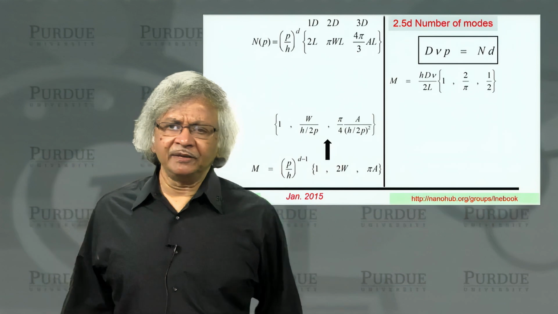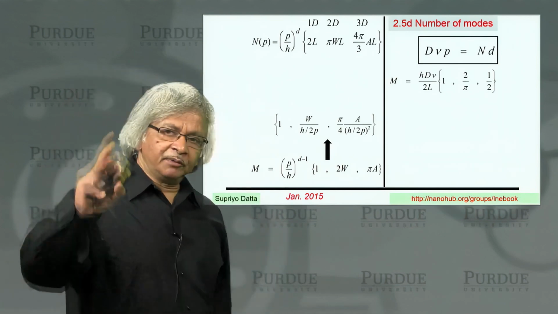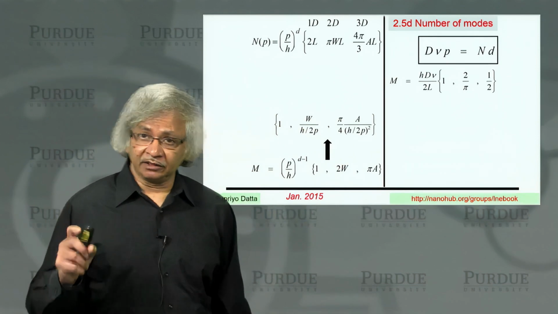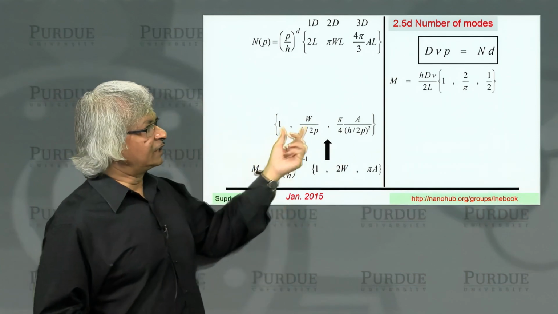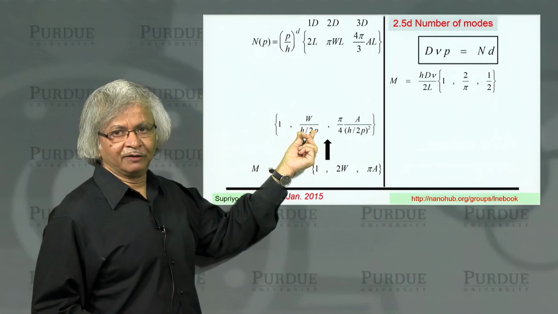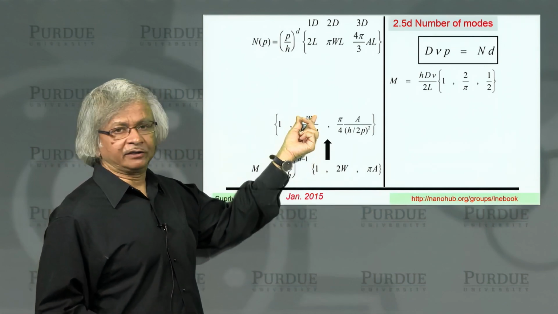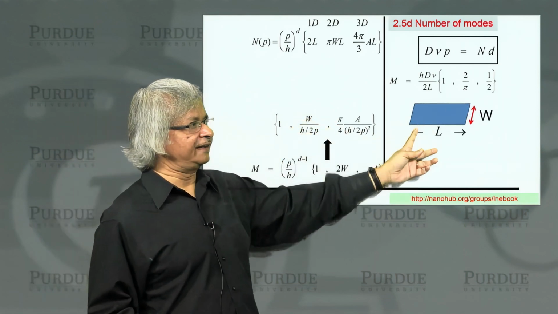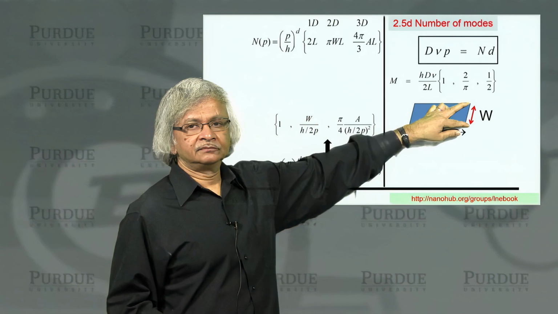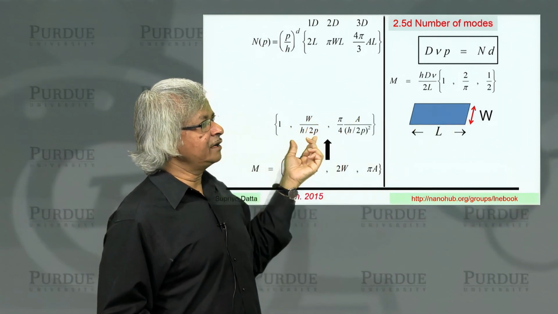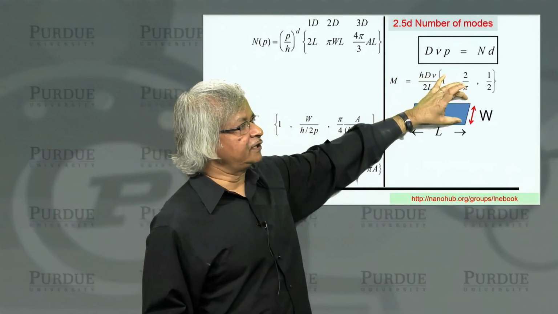Now, what do we gain by doing that? Well, remember, h over p is what we call the de Broglie wavelength. So what this quantity tells you is how many half de Broglie wavelengths fit into the width of the conductor. That is, if you have a two-dimensional conductor, length L, width W, then the number of modes is basically how many half wavelengths fit into that width.